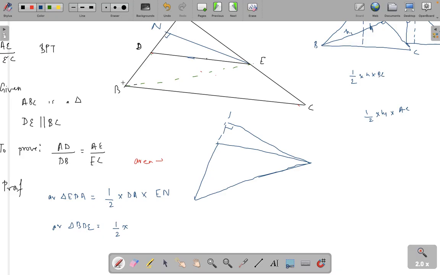Okay. So we take EN as the height. EN is the altitude, right? You understand that this is an altitude to this triangle as well. Because this is slightly tilted, it won't be possible to draw a line inside this, right?